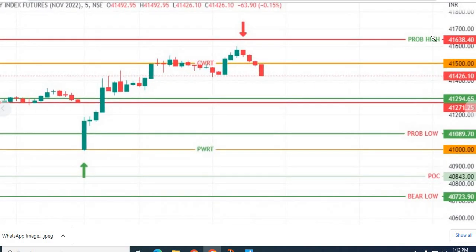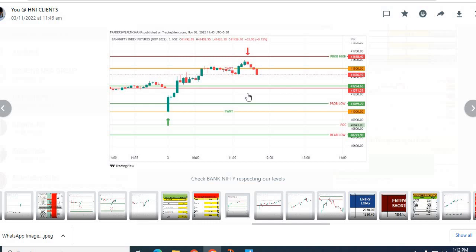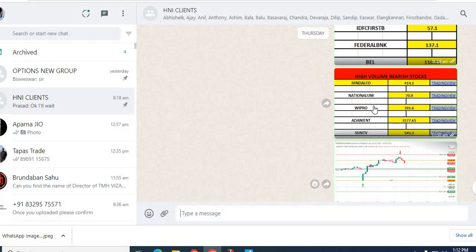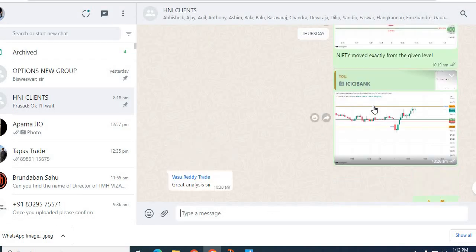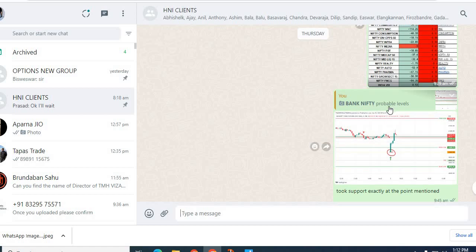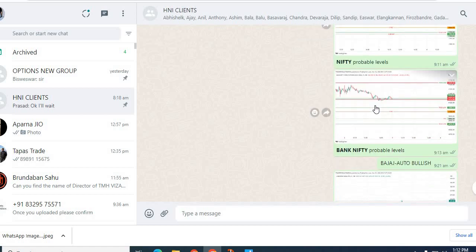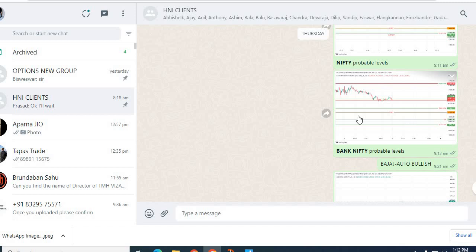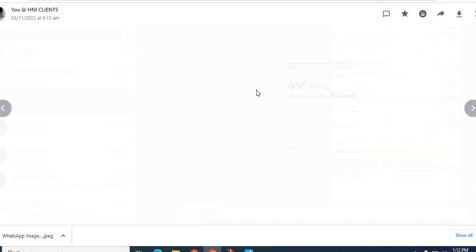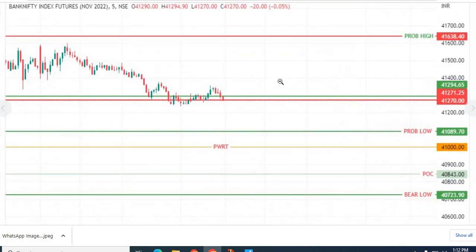Let me show you that. When did I share this? Okay. Bank Nifty. See, every day I share this way. This is at 9:13 on Thursday. I shared these lines. See, I can enlarge this for you.